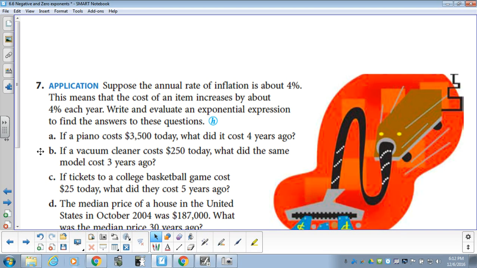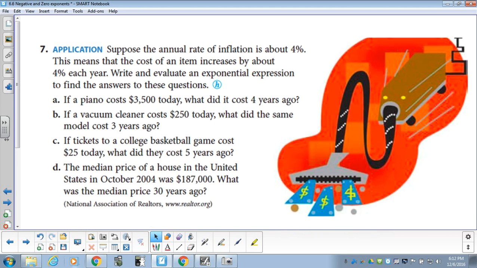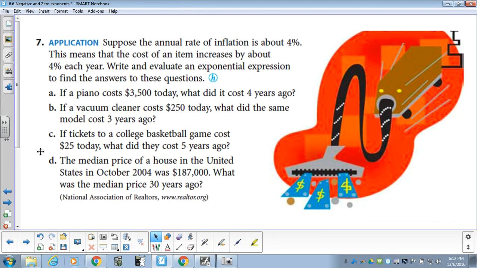And so suppose the annual rate of inflation is about 4%. So inflation means things are going up. And it also happens to be a Tuesday. So inflation is going up on a Tuesday. And so it's about 4%. This means that the cost of an item increases by about 4% each year, right? And evaluate an exponential expression to find the answers to these questions. So we got a few questions here.